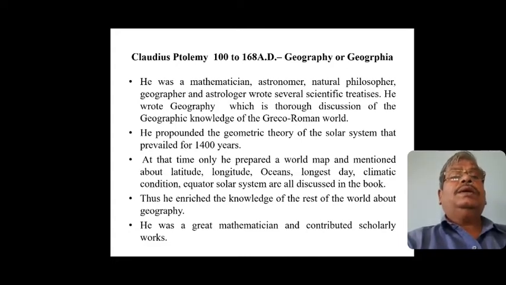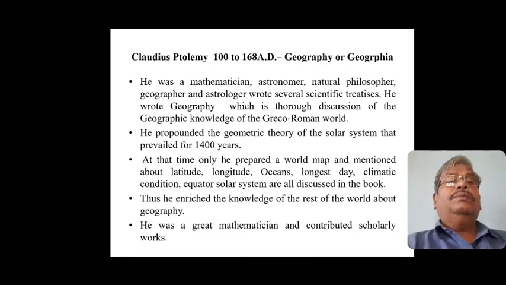Claudius Ptolemy was a Greek geographer who lived between 100 and 168 AD. He was a mathematician, astronomer, natural philosopher, geographer, and astrologer. He wrote several scientific treatises. He was a great scholar. He wrote the book called Geography, which is a thorough discussion of the Greek knowledge of the Greco-Roman world.